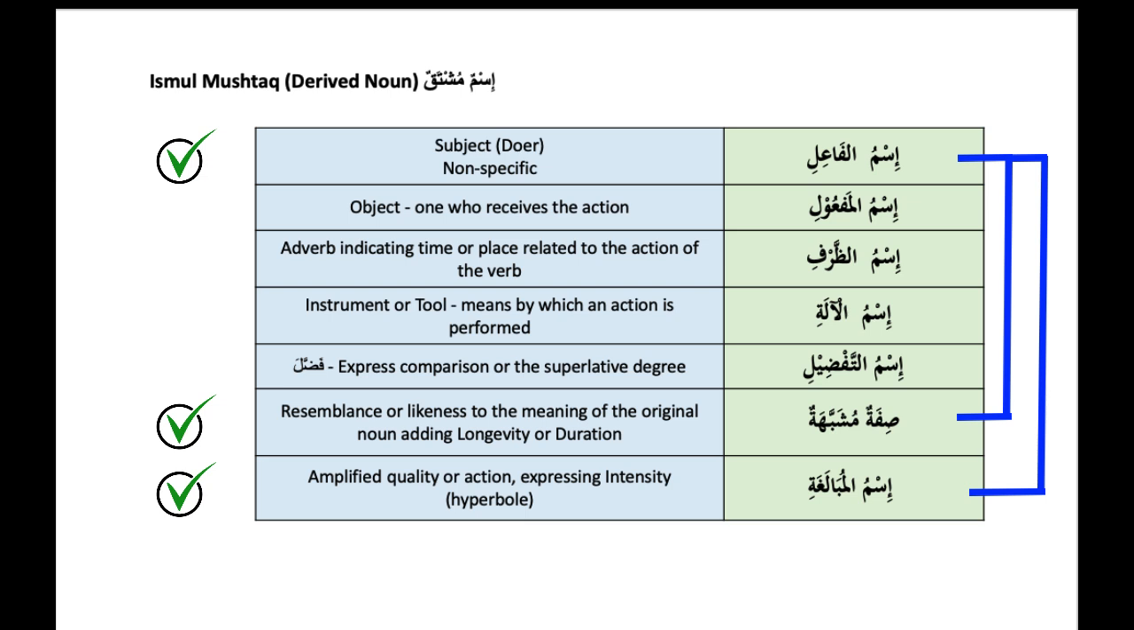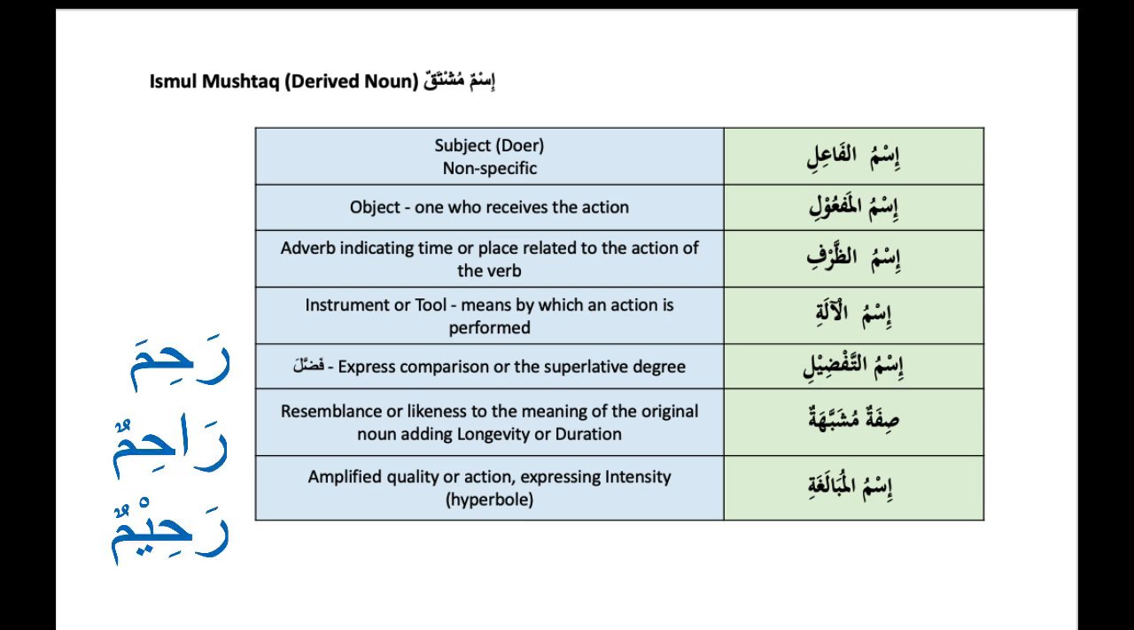So let's look at sifate mushabbaha. I'll repeat the description on the screen. Resemblance or likeness to the meaning of the original noun, which is ismul fa'il, adding longevity or duration, time length, how long. Let's look at these three words. Rahima, this is a fi'l, and it means he became merciful, to become merciful. In other words, he was blessed with mercy, and that's a fi'l.